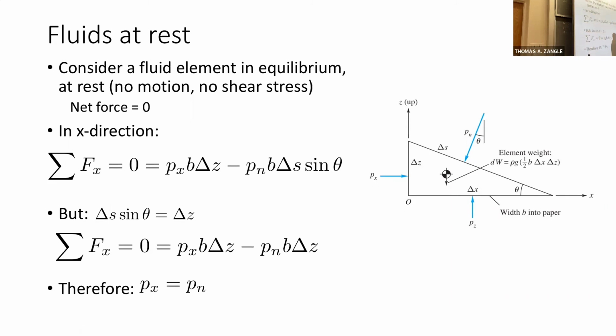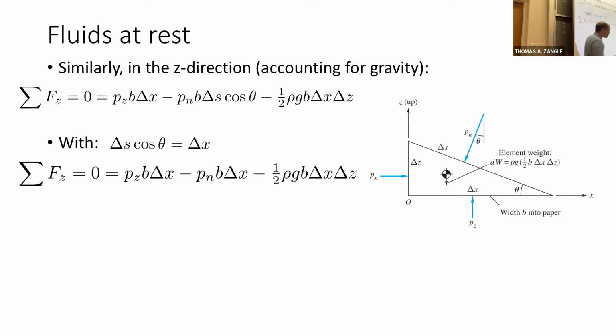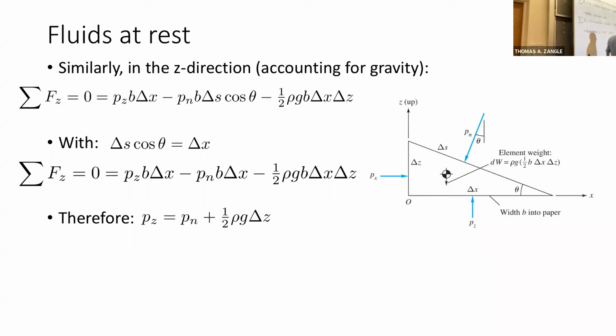So now we're going to do the same thing in the z direction. In the z direction, now we're going to account for gravity. So this element is a finite size, so we're going to allow this fluid element to have weight. And we have essentially the same idea, right? So we have Pz b delta x. That's the force upwards in z from the pressure. We have the z component of the pressure on that triangular face. And then we also have the weight of the fluid element, which is pulling it downwards. Again, we can do some trigonometry to resolve that. We end up with this expression here. And now we have Pz is Pn plus 1/2 rho g delta z. And that's true if we have a finite size fluid element.